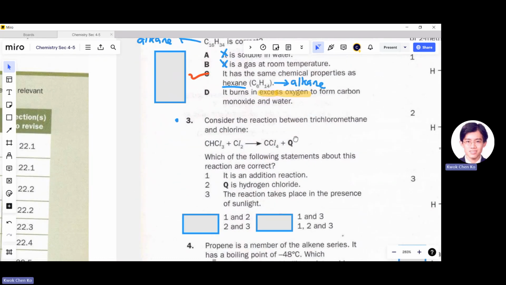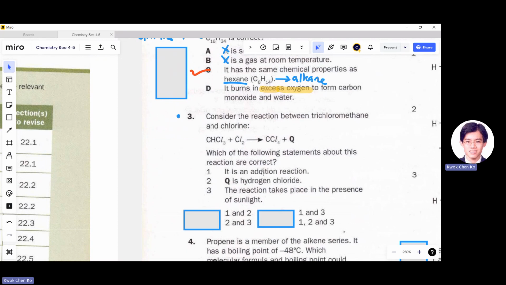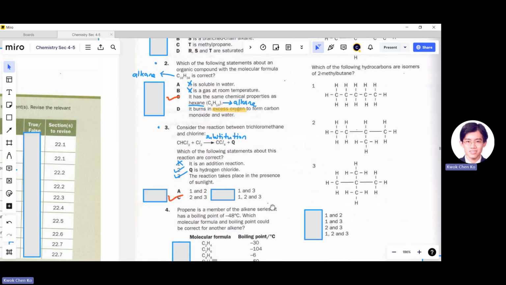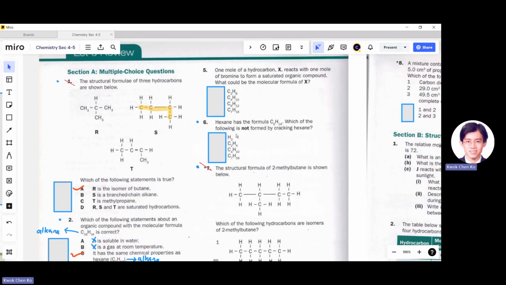How about 3? Is it addition reaction? Well, I didn't mention addition, so obviously not. What reaction is that? Isn't this a substitution? Yeah. Okay, it's a substitution. Make sure you can see. Is Q hydrogen chloride? Yeah, of course. In the presence of sunlight? Yeah, I did say that. So you should know the answer by now. Good. 4, okay, 4 is not here. Anything else? 6.